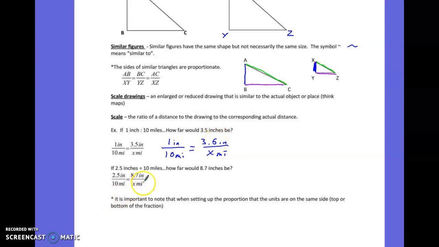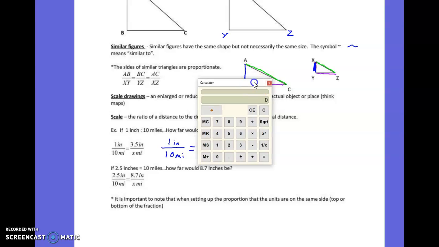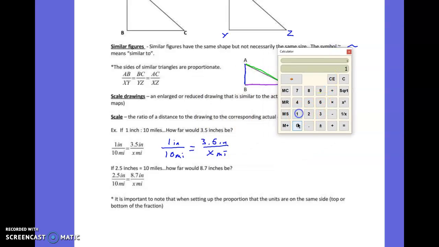And then we do what we did yesterday. We cross multiply. So we would do 10 times 3.5. So take out your trusty calculators. 10 times 3.5, that gives us 35. So 35 equals, and then 1 times x is just 1x. So in a pretty easy setup, 3.5 inches equals 35 miles at that ratio.